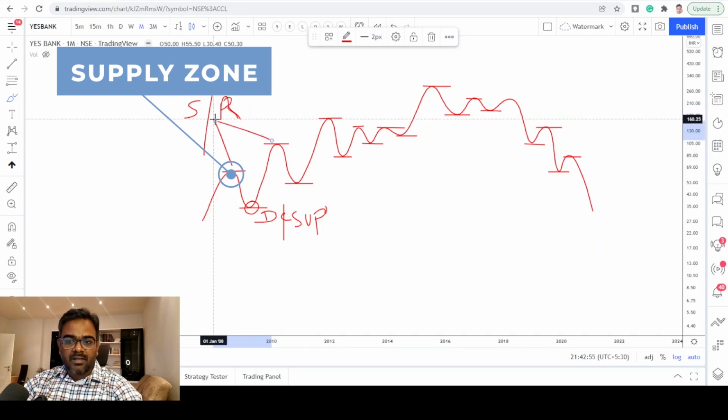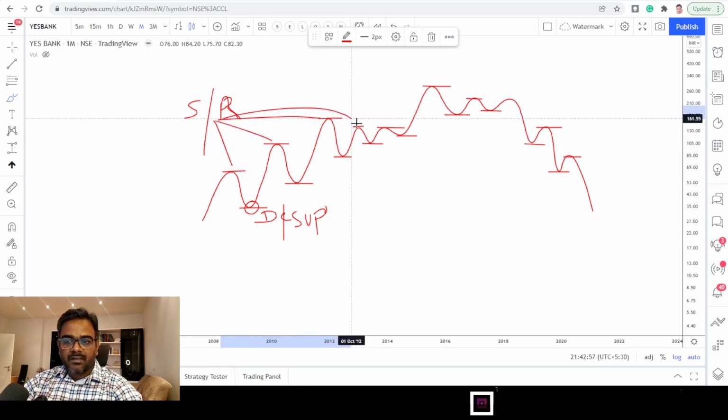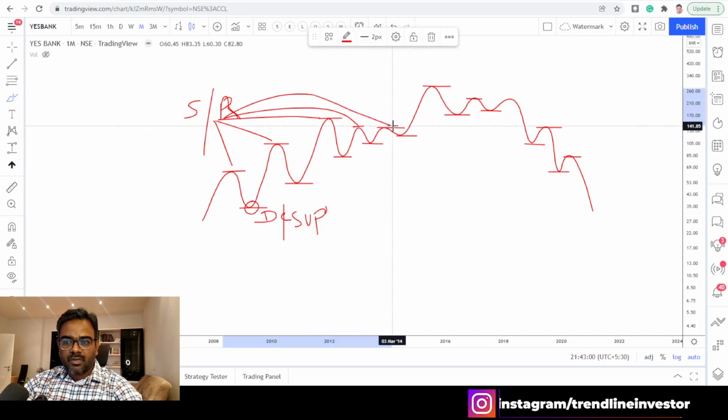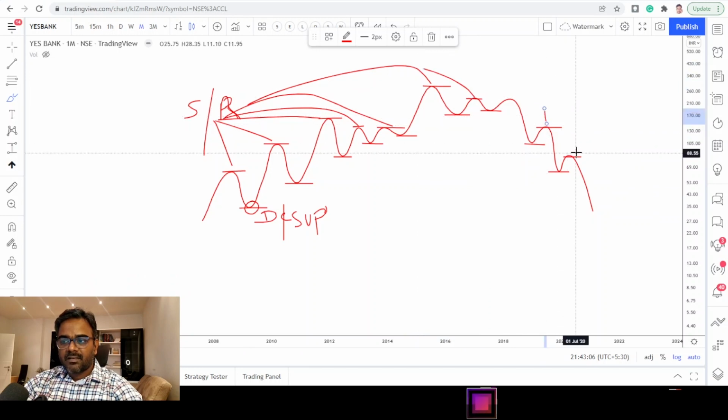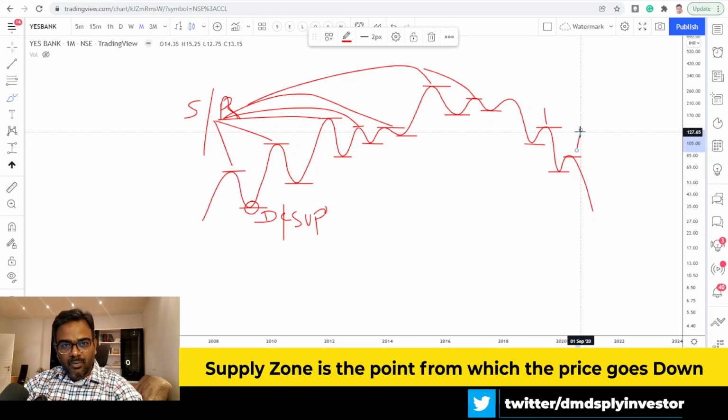This is a point of supply. This is a point of supply. That's a point of supply. That's also a point of supply. And then you have more points of supply here, right? So this is also supply. Then you have supply here, right? Now all these points are inflection points from where the price turns around and heads lower.